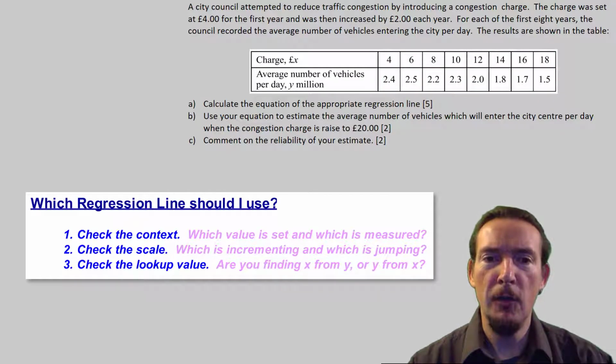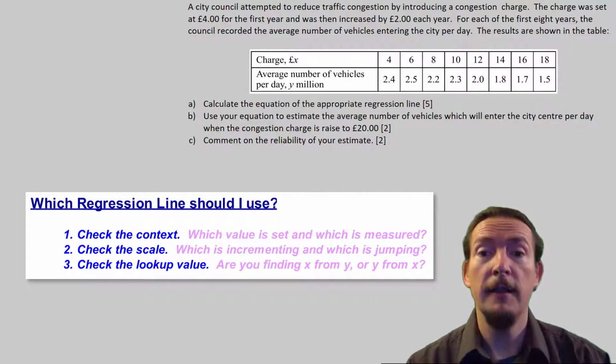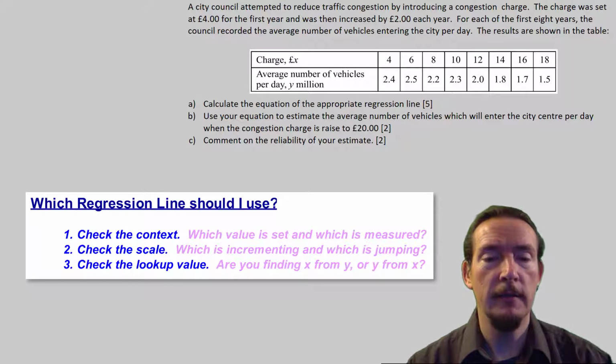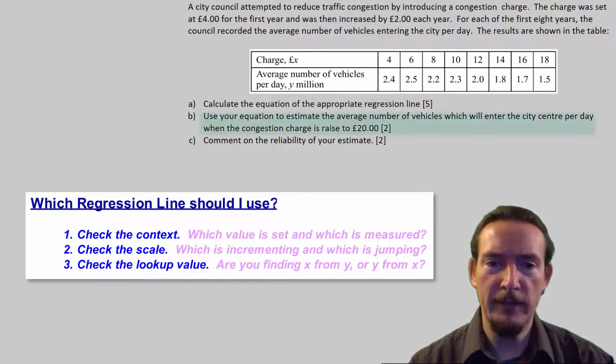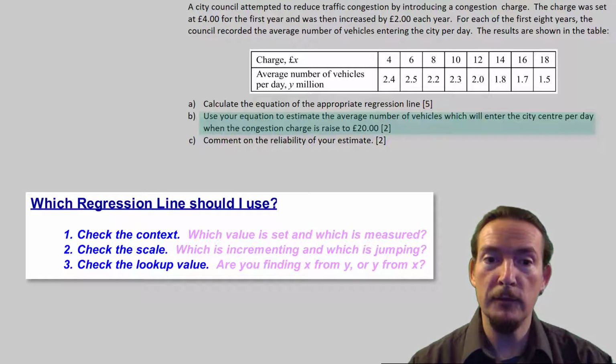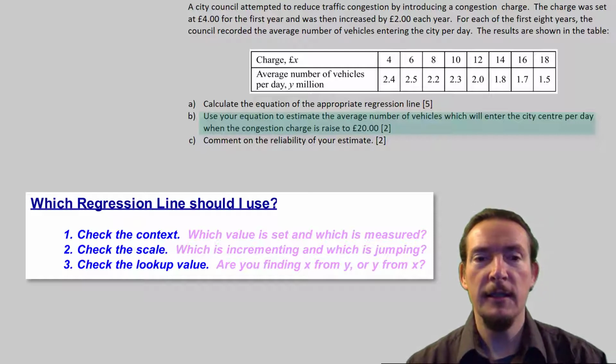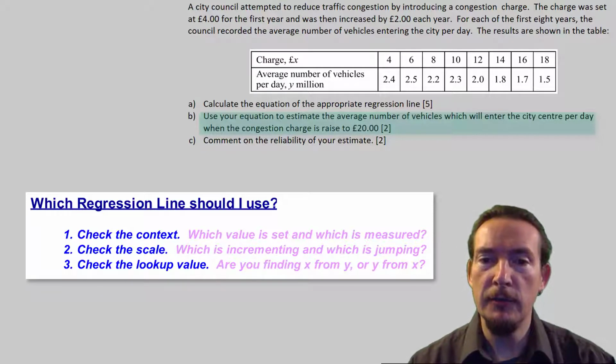Now, if and only if you cannot discern the controlled and dependent variable from either the context or the data, then there is one final check to make. 3. Check the lookup value. In the question, we are being asked to find the y value, or number of vehicles, when the x value, or charge, is £20. So in the absence of any other clues, if you are finding y from x, you should be using y on x.